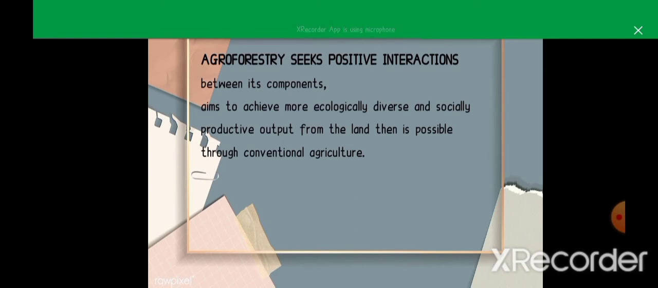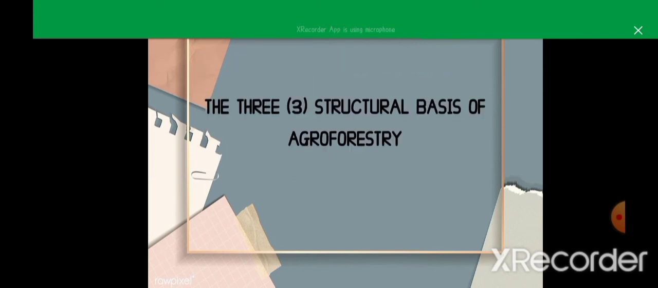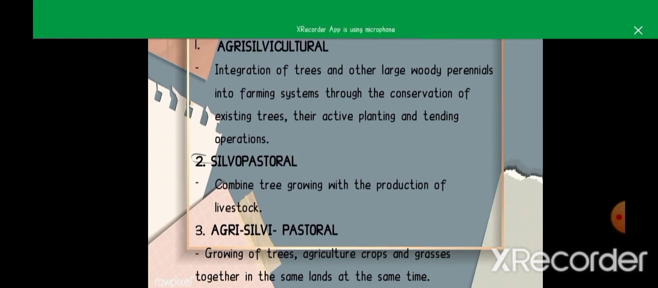Let's proceed to the different types of agroforestry system. The three structural bases of agroforestry. First, agri-silvicultural: integration of trees and other large woody perennials into farming systems through the conversion of existing trees, their active planting and tending operation. It means conserving existing trees that are planted and tending operations. It integrates trees and other large woody perennials.